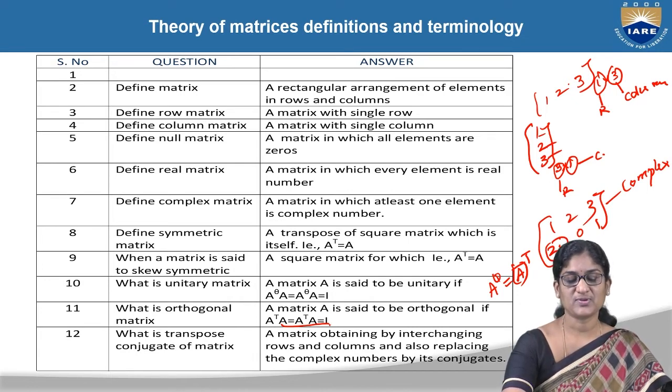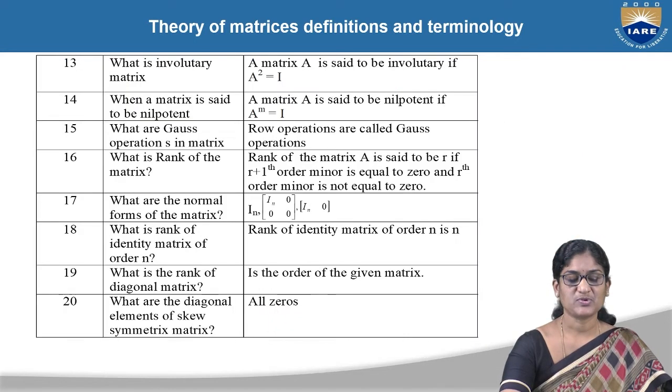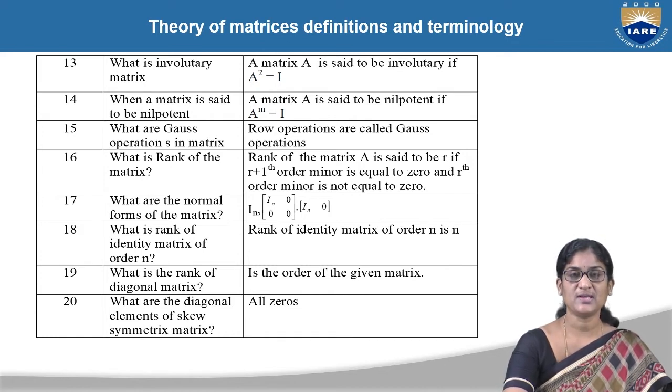What is the transpose of the conjugate of a matrix? A matrix obtained by interchanging its rows and columns and also replacing the complex numbers by their conjugates is called the conjugate transpose of the matrix. What is an involutory matrix? A matrix A is said to be involutory if A square is equal to I.